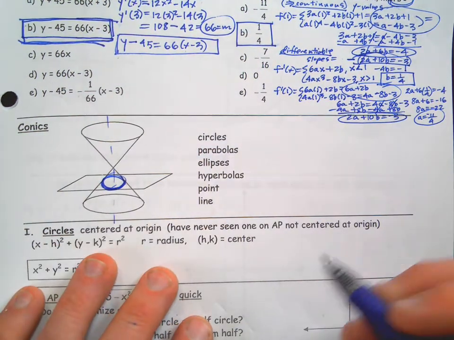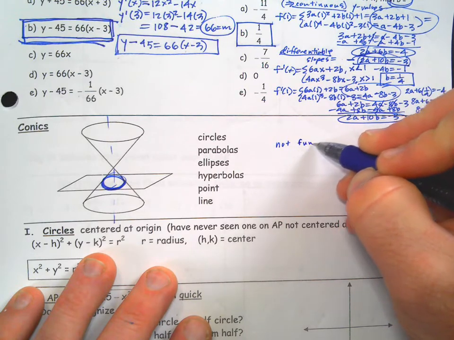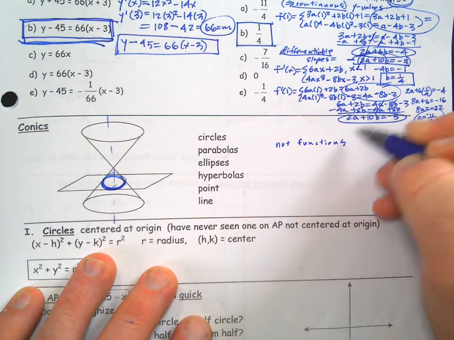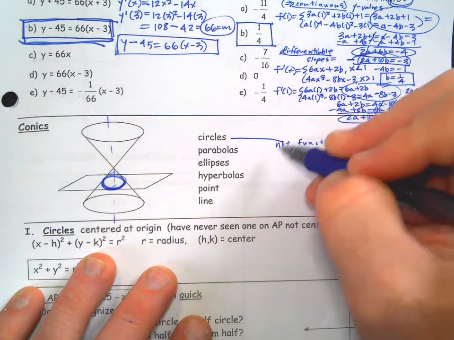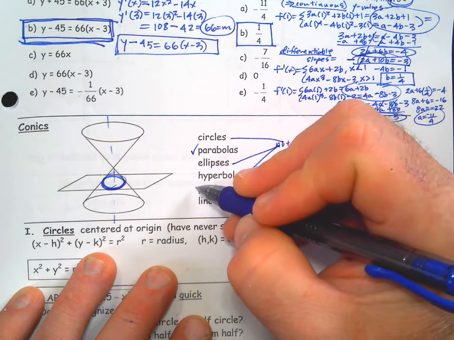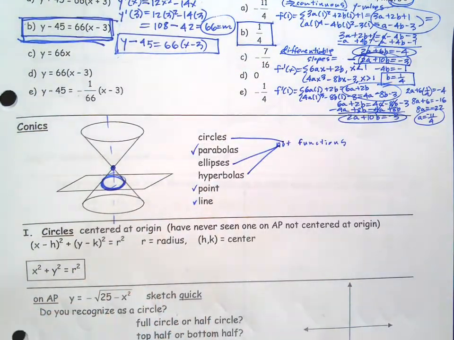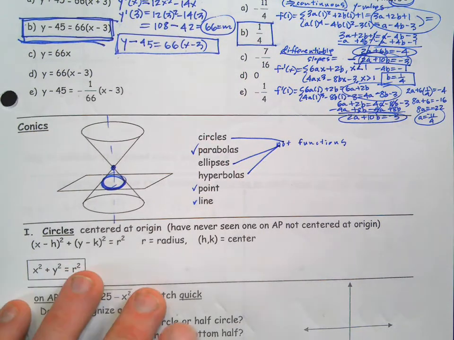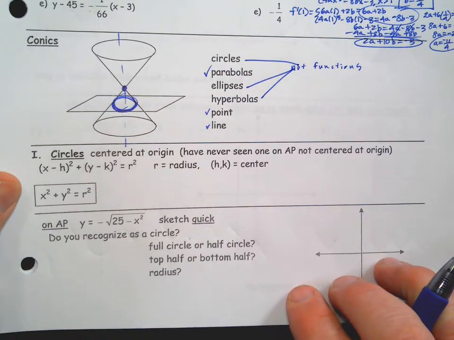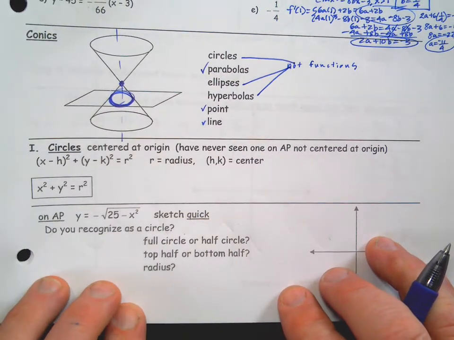So some of these are not functions, and that's going to introduce some interesting things. Circles are not functions, ellipses aren't functions, hyperbolas aren't functions. Parabolas are functions. A point and a line are special cases of conic sections, I guess, which is kind of silly. Usually if they're not functions, they get restricted to just half of their shape so that they are functions.